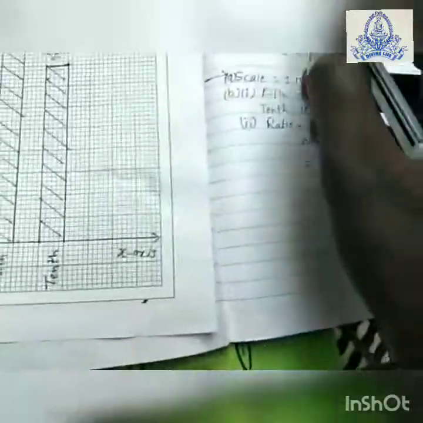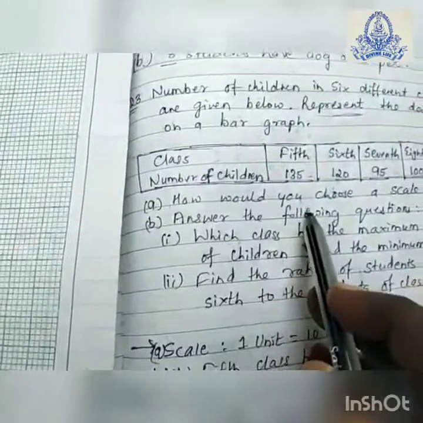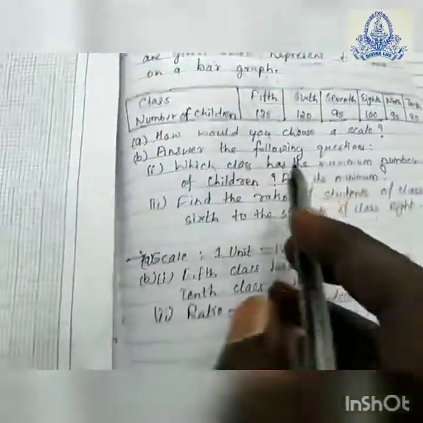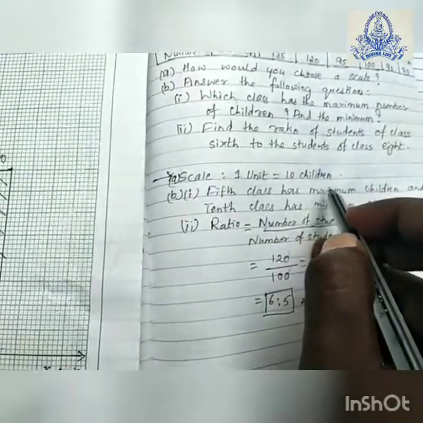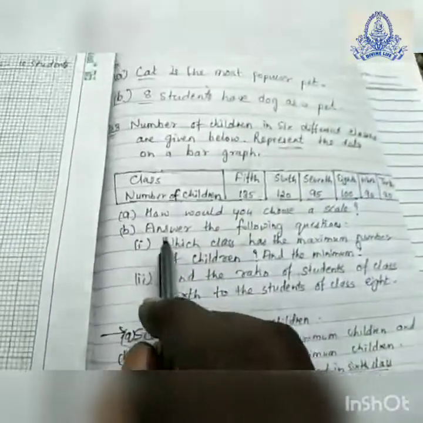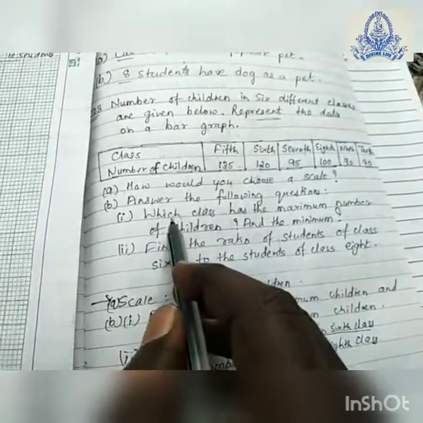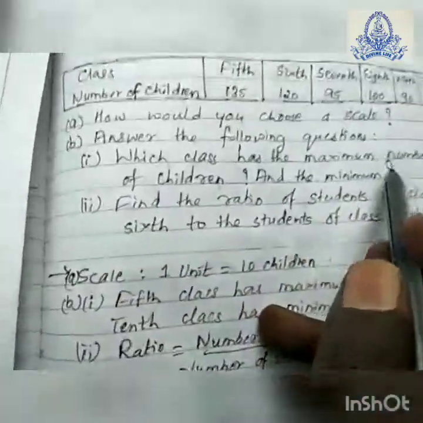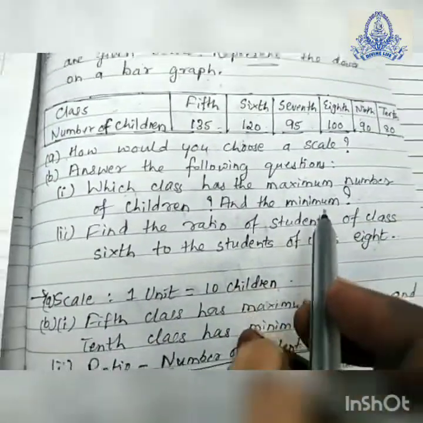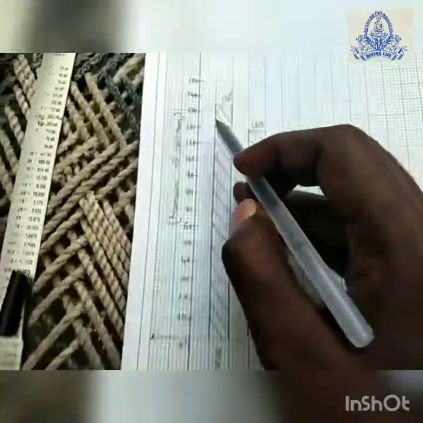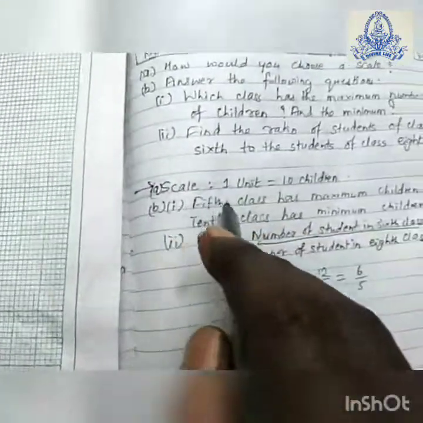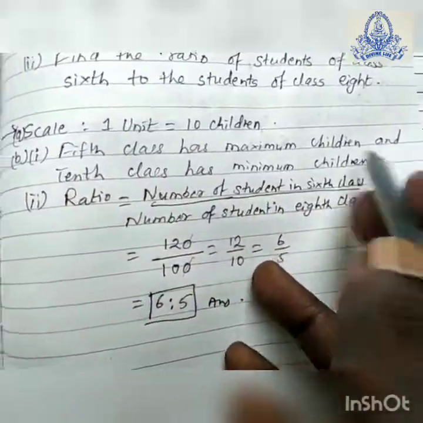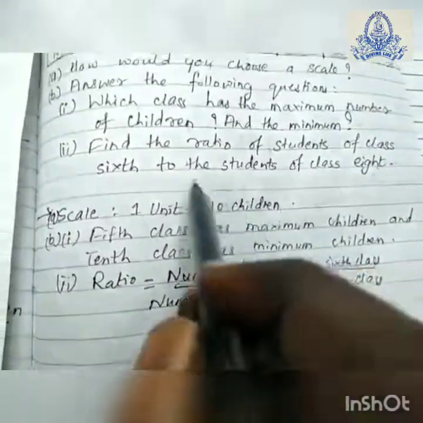Here the first question is how would you choose a scale? The answer is 1 unit or 1 centimeter is 10 children, or 10 students, we have taken. Second, answer the following question. First question, which class has the maximum number of children and minimum number? Maximum number of children is in class 5th, minimum number of children is in class 10th. The answer is 5th class has maximum children and the 10th class has minimum children.